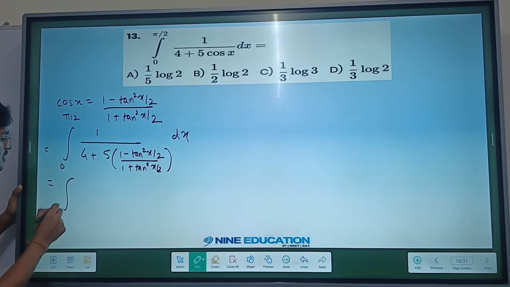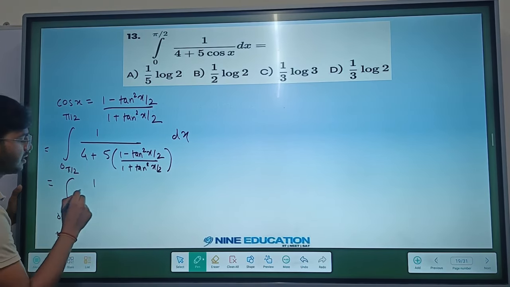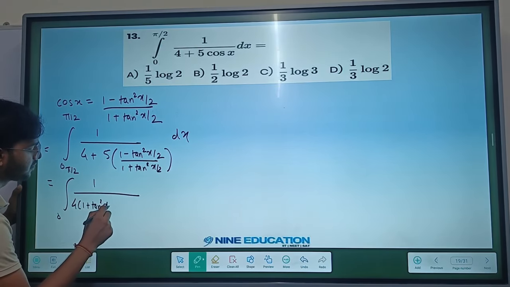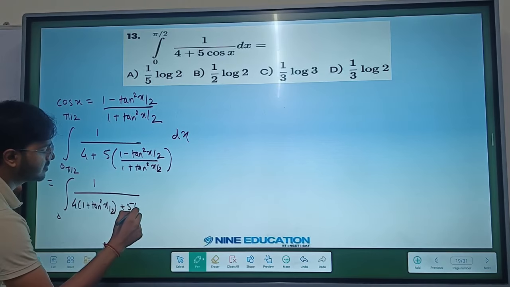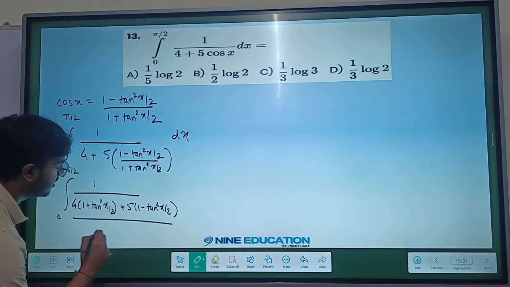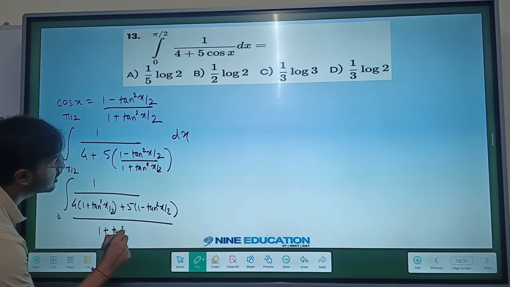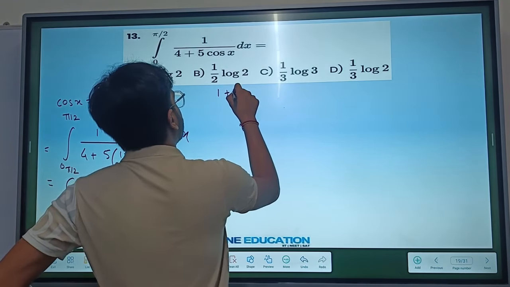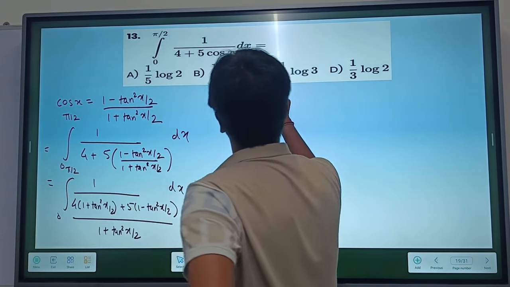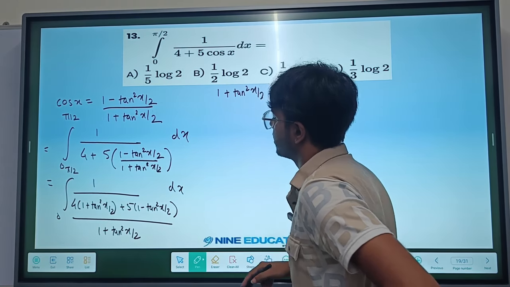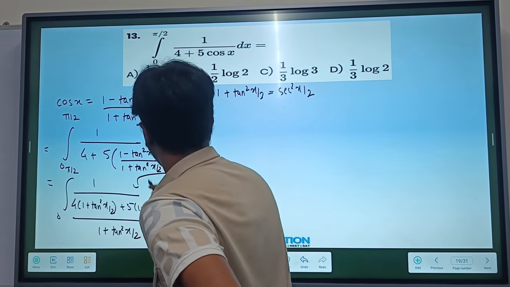So this will be 0 to pi by 2. Take LCM: 1 by 4 times 1 plus tan square x by 2 plus 5 times 1 minus tan square x by 2, divided by 1 plus tan square x by 2, into dx. What is 1 plus tan square x by 2? 1 plus tan square theta is secant square theta. So this will be equal to secant square x by 2. This will go up over here.